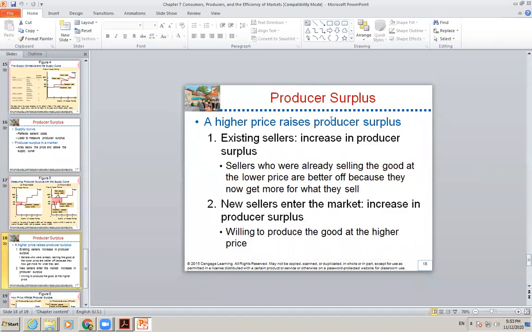A higher price raises the producer surplus, it's for sure when the price increases. Existing sellers increase their producer surplus. Sellers who were already selling the goods at the lower price are better off because they now get more for what they sell. And new sellers enter the market, which increases the producer surplus and shows willingness to produce a good at a higher price as well. So we're talking here about the total producer surplus.